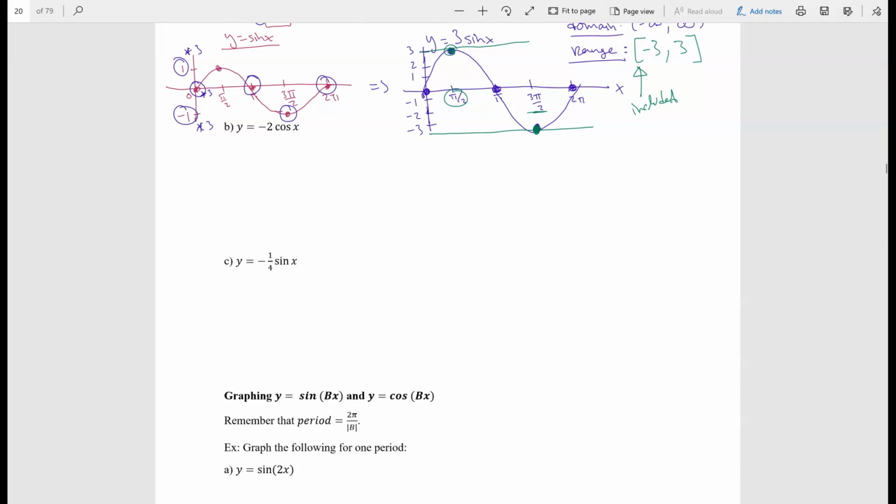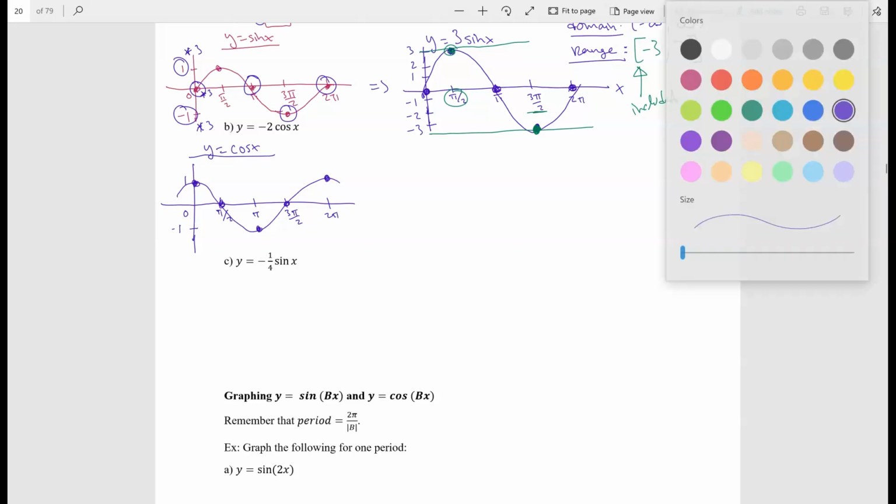So what happens when it's negative 2? Let's start off by graphing the cosine function, y equals cosine of x. Let's start off by drawing the parent function of cosine. We're going to start with 0, pi over 2, pi, 3 pi over 2, and then 2 pi. And this is going to be between negative 1 and 1. Remember, cosine starts with 1, 0, negative 1, 0, 1. So the graph looks like this. All right, so that's what the graph looks like.